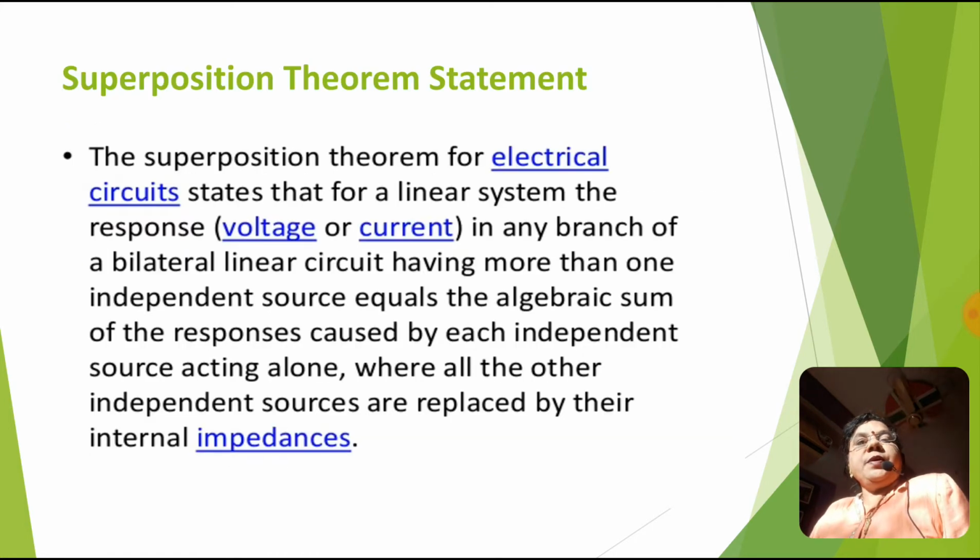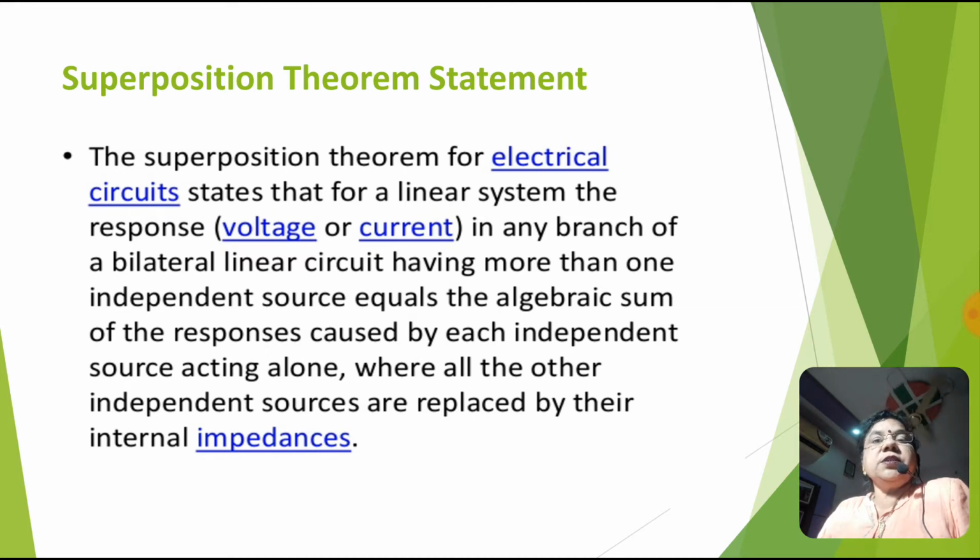Now we will see the statement of superposition theorem. A superposition theorem for electrical circuit states that for a linear system the response, that means voltage or current, in any branch of a bilateral linear network having more than one independent source equals the algebraic sum of the responses caused by each independent source acting alone, when all other independent sources are replaced by their internal impedances.